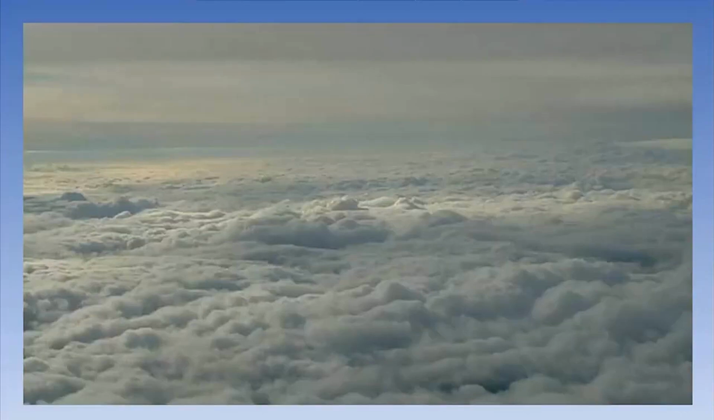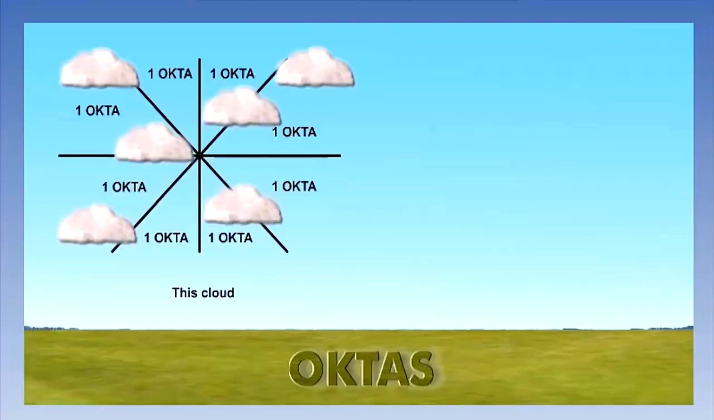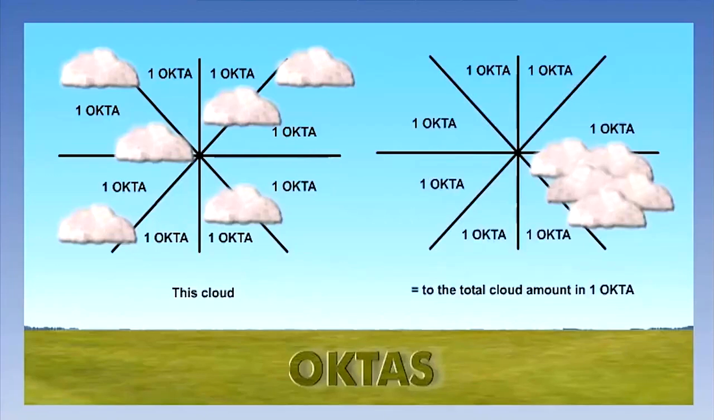Cloud amount is measured in octas, or eighths of the sky. Imagine the whole sky is divided into 8. The number of eighths of coverage is given for each cloud layer.